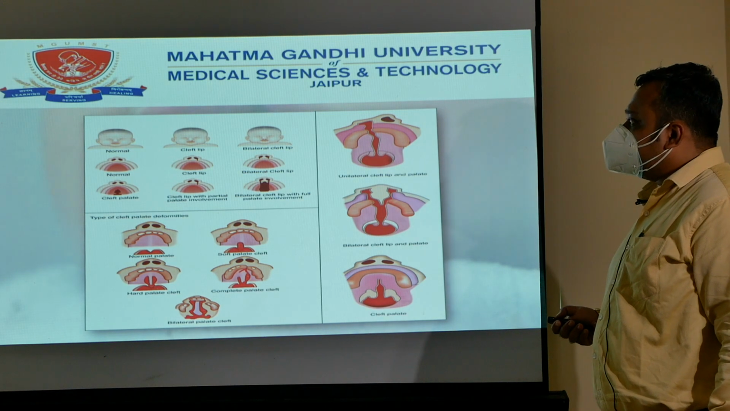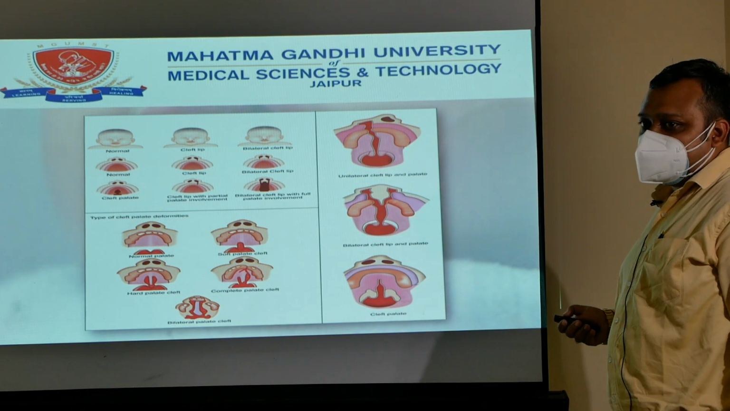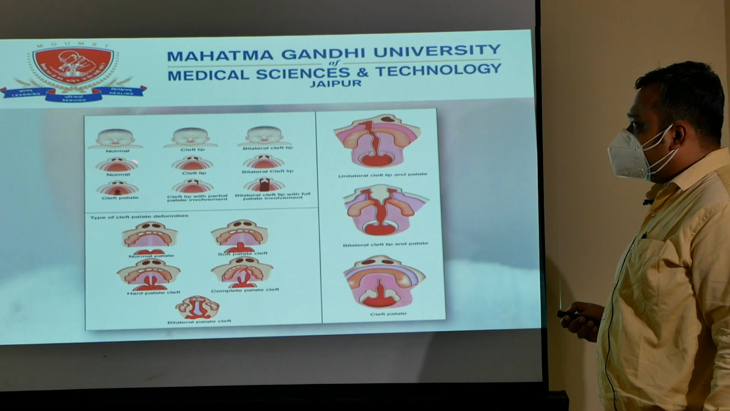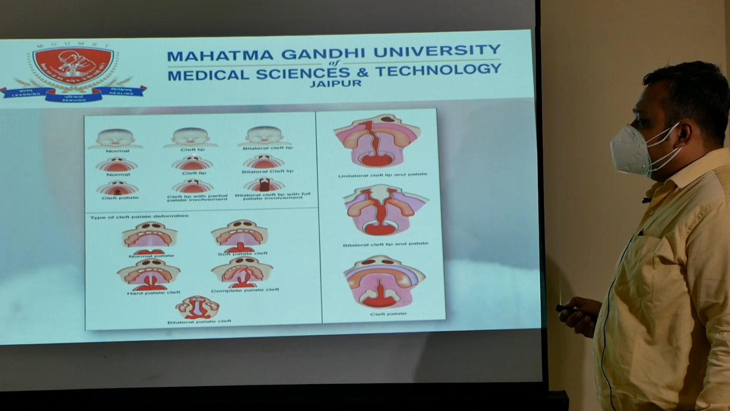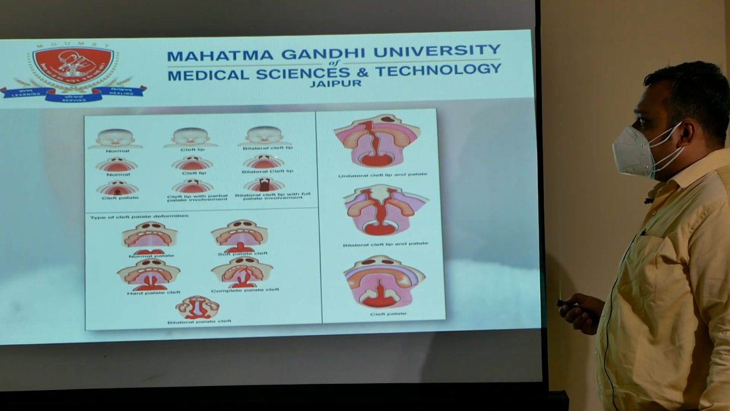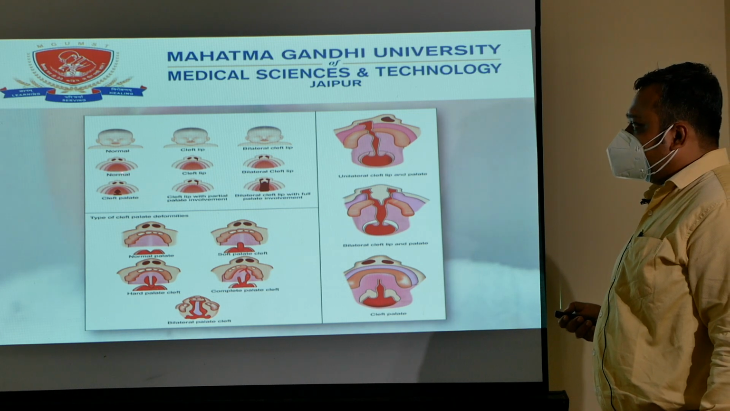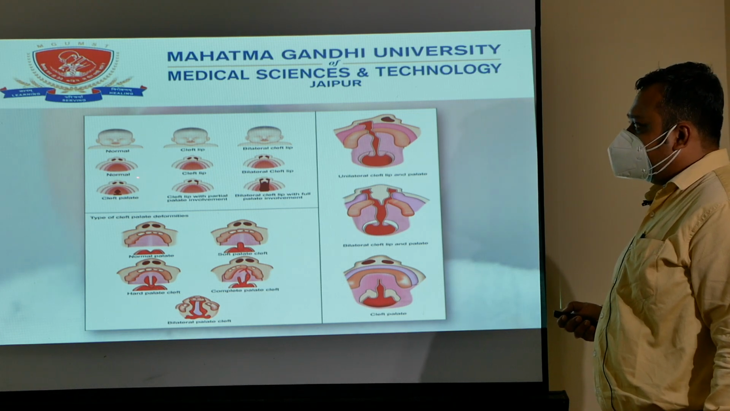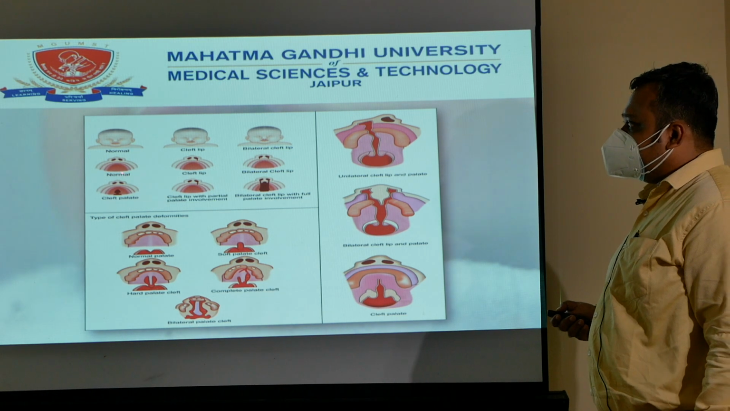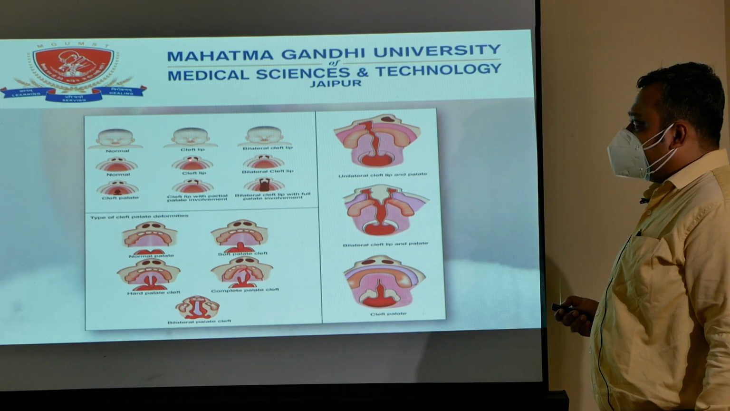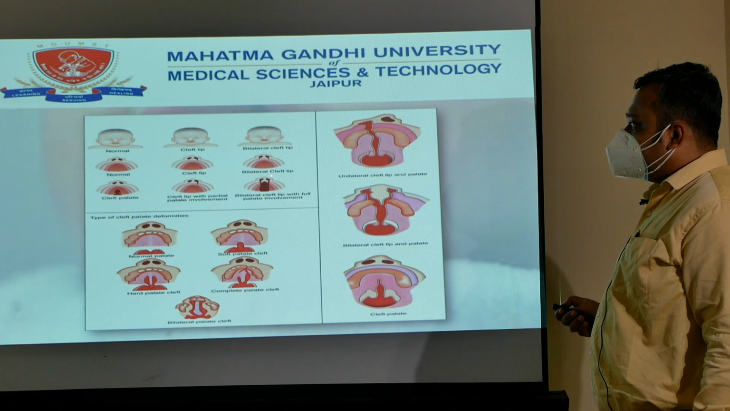Again, this is a picture showing the various diagrams of cleft lip and palate. We can see in the first picture there is a normal baby, then a cleft lip of the baby, then a bilateral cleft lip of the baby. This is how the appearance of cleft lip is seen intraorally. This is a normal lip, second is the unilateral cleft lip, and third is the bilateral cleft lip.